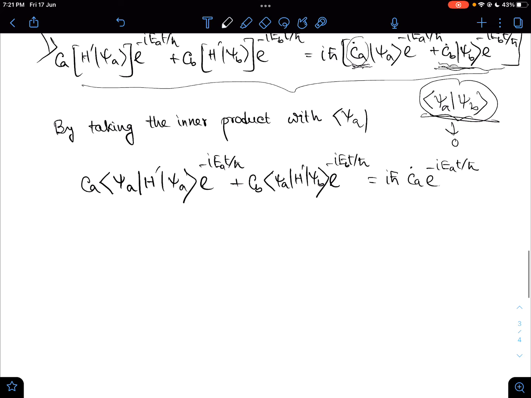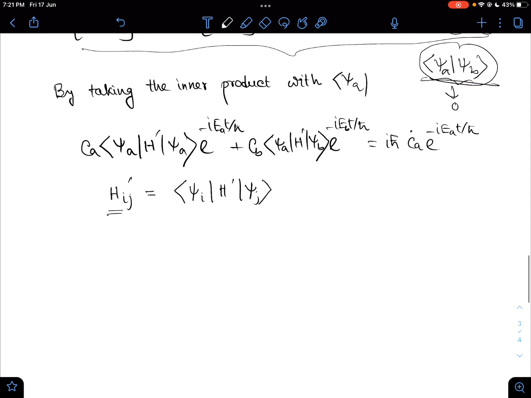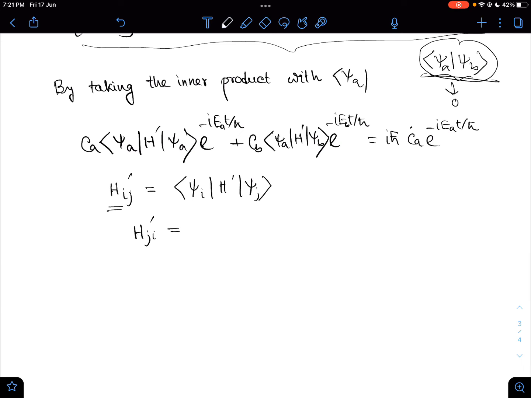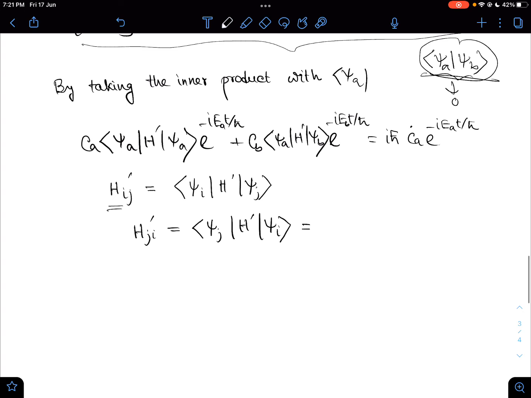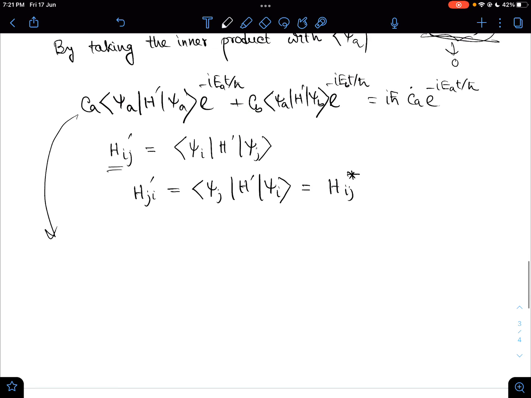So now for our convenience we will define H_ij prime. H_ij prime is nothing but the matrix element of this operator between our states psi_i and psi_j, so it will basically be psi_i, H prime, psi_j. Now we also know that our Hamiltonian is Hermitian. The hermiticity of this H prime ensures that H_ji prime, which is psi_j, H prime, psi_i, is basically H_ij prime star.